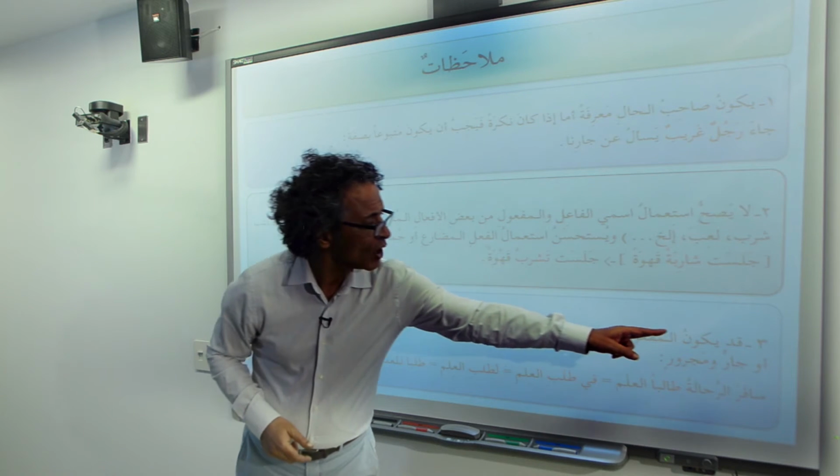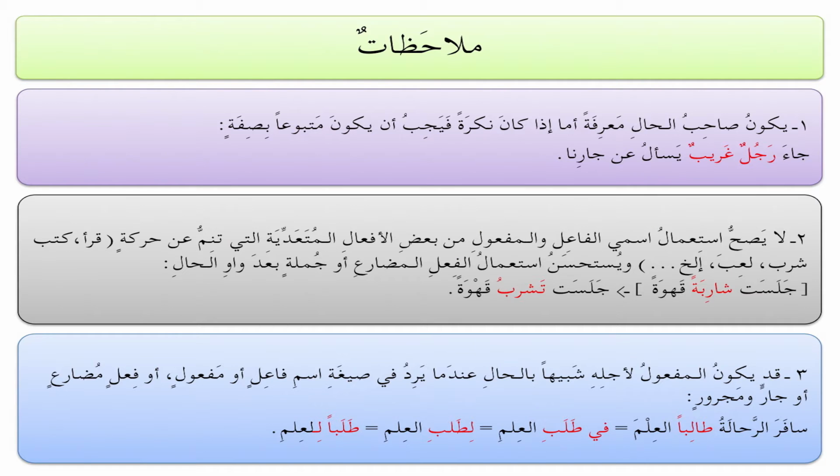قد يكون المفعول لأجله شبيها بالحال عندما يرد في صيغة اسم فاعل أو مفعول أو فعل مضارع أو جار ومجرور. So المفعول لأجله, the adverb of purpose, sometimes is very similar to الحال, especially when it comes in these forms. Look at the sentences that I have here, and in meaning it's extremely difficult actually to distinguish them.